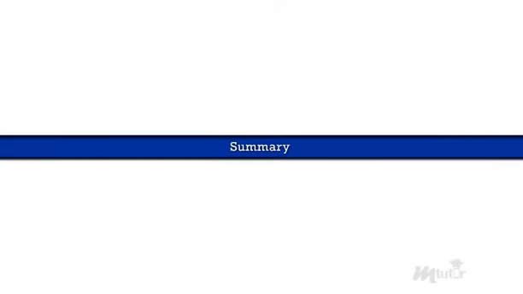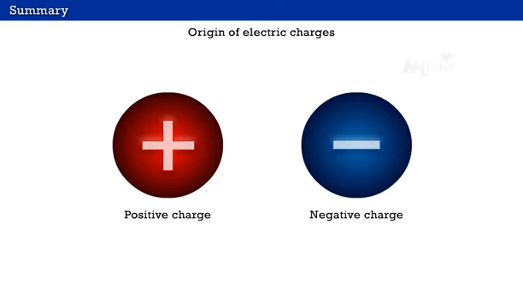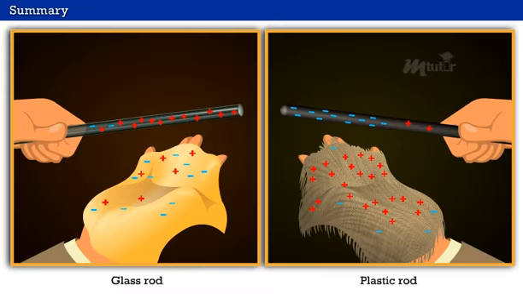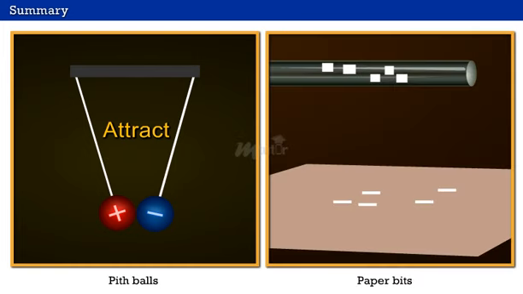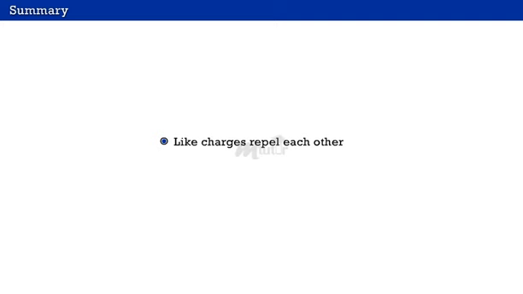Summary. This brings us to the end of the lesson. In this lesson, we have learnt about the origin of electric charges. Then, we have discussed how materials like glass and plastic rubbed with silk and wool respectively attract objects like pith balls and paper. In which, we demonstrated that like charges repel each other, and unlike charges attract each other.